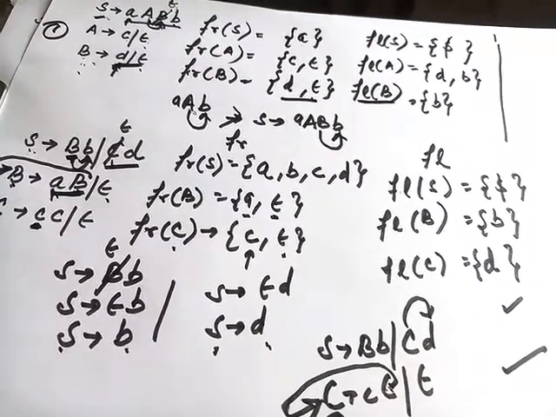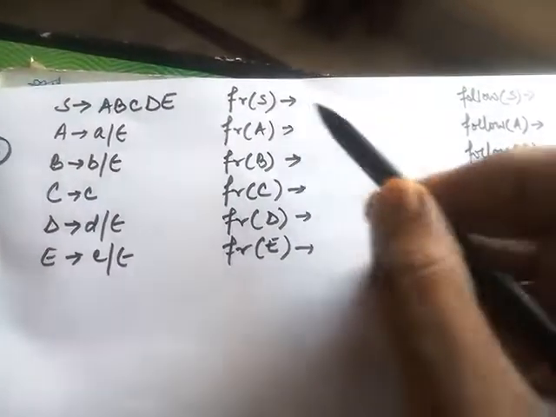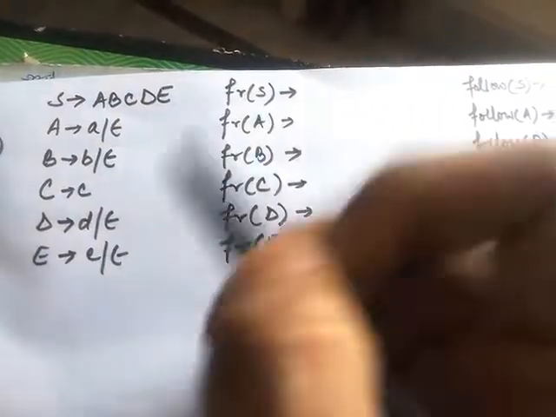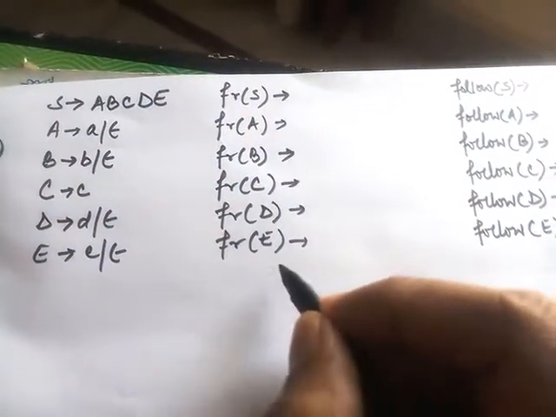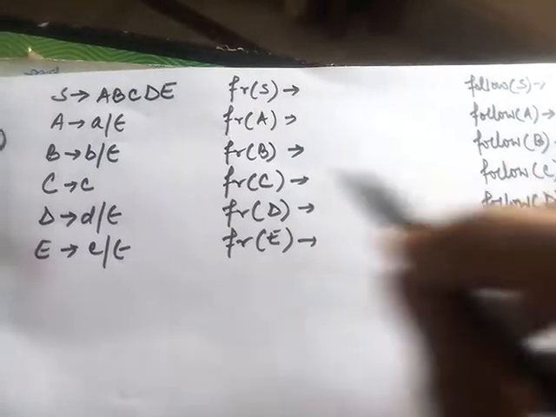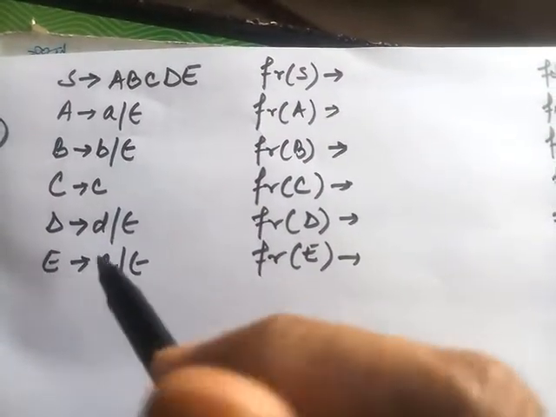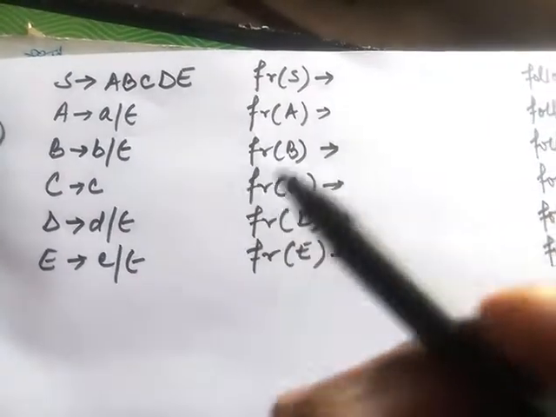We'll take some more examples. Let's have another example where we have this set of productions, and we have to find out first and we have to find the follow of each and every non-terminal. So we'll start one by one. Let's have the easier part first.